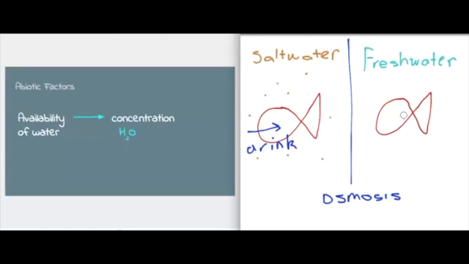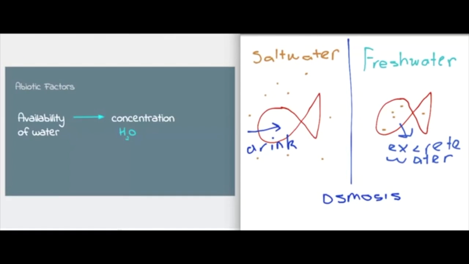For freshwater fish, the salt levels in their body fluids are higher compared to their surrounding water. So through osmosis, where water moves from an area of high concentration to low concentration of water, the water will move into the fish. Because of this, freshwater fish produce large amounts of dilute urine to excrete the water.